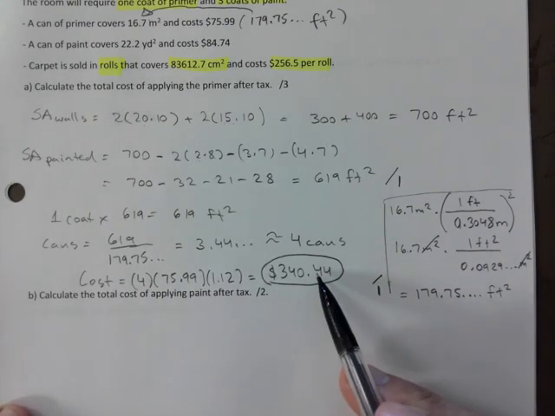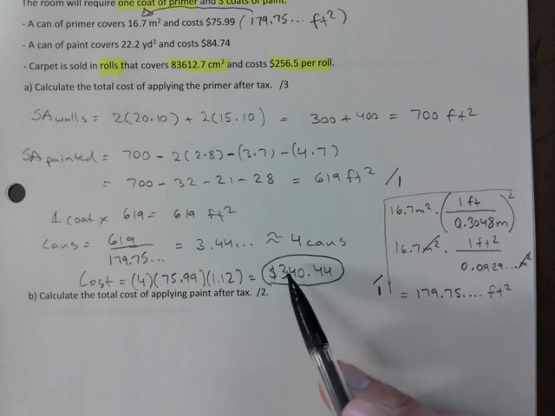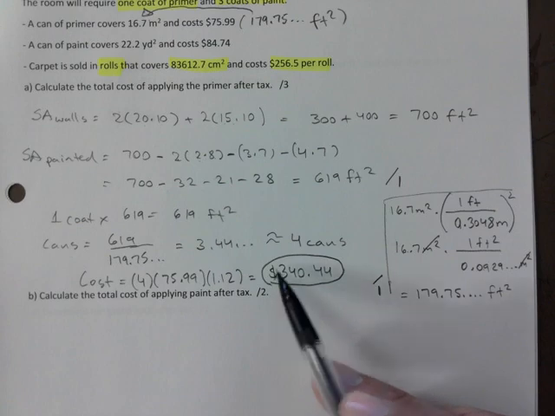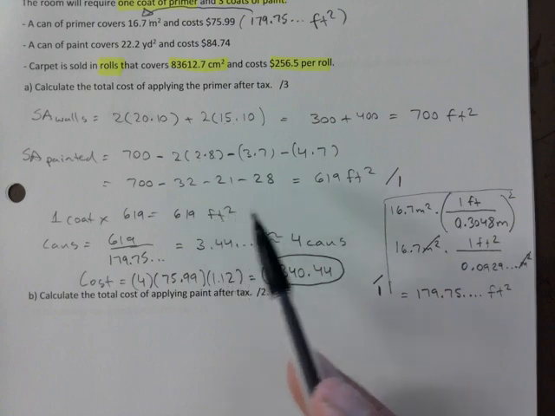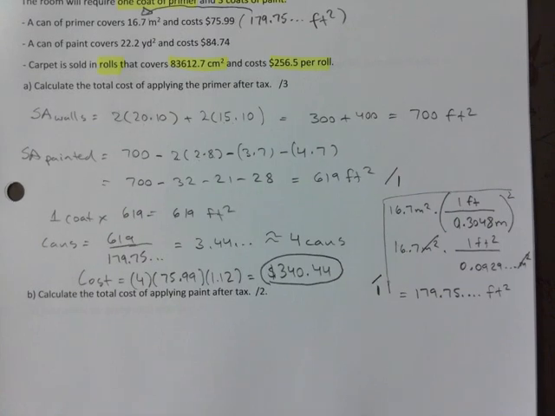If you get this value, regardless of how you organize your work, if there's a dollar sign, you get 3 out of 3 for this part. Regardless of how you did it, I don't know if some of you converted the square feet to square meters. That is okay, right? You still get the same answer. I'm okay with that. I don't want to force you to do it.